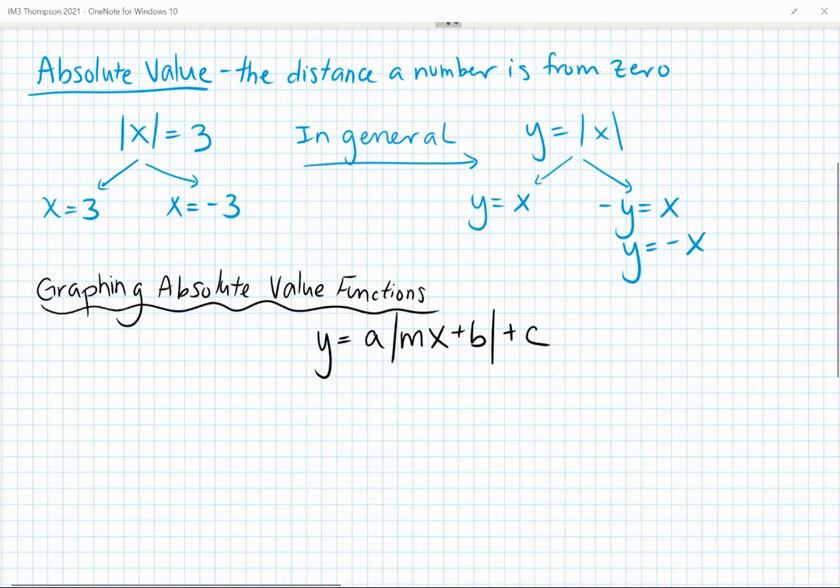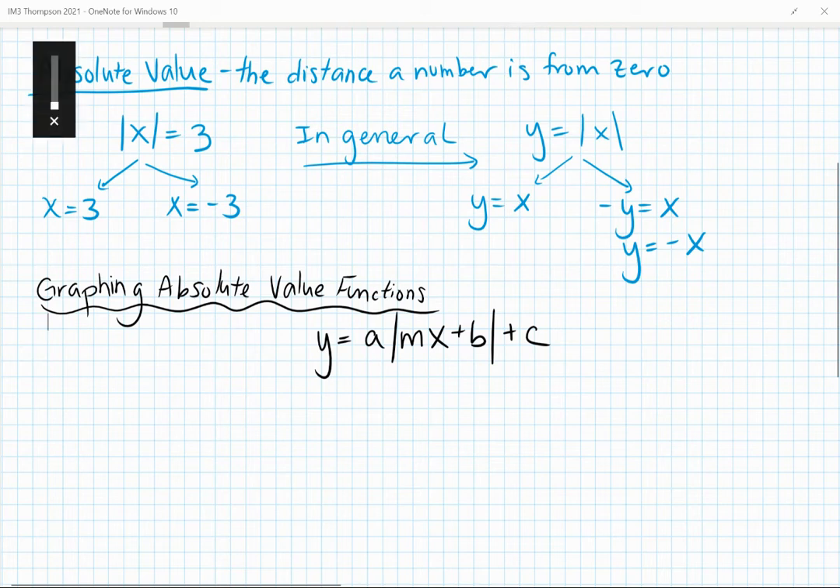So we really only use one format when we're looking at absolute value functions. And I'm going to talk about how I can extract information from this in order to graph. So we're looking at equations that are in the form y is equal to a times the absolute value of mx plus b, absolute value, plus c.